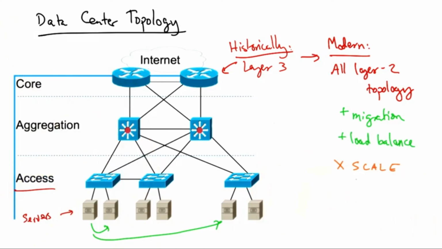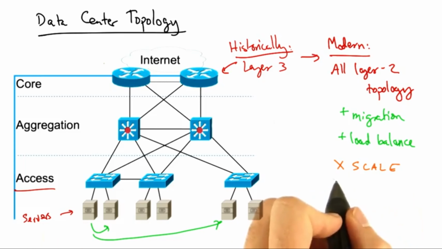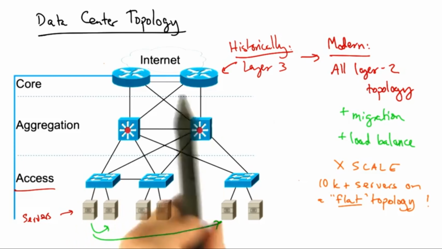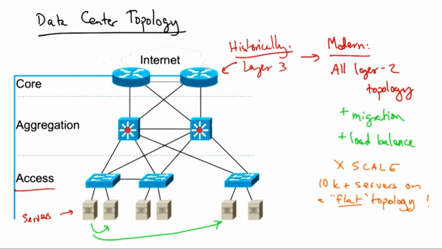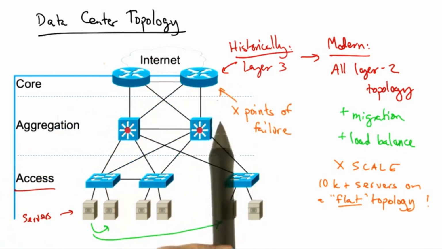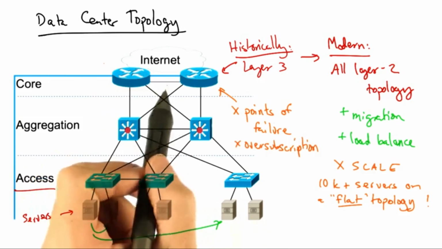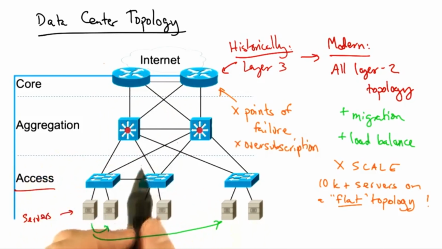On the other hand, a monolithic Layer 2 topology makes scaling difficult, since now we have tens of thousands of servers on a single flat topology. In other words, Layer 2 addresses are not topological, so the forwarding tables in these switches can't scale as easily because they can't take advantage of the natural hierarchy that exists in the topology. Other problems that exist in this type of topology is that the hierarchy can potentially create single points of failure, and links at the top of the topology, in the core, can become oversubscribed.